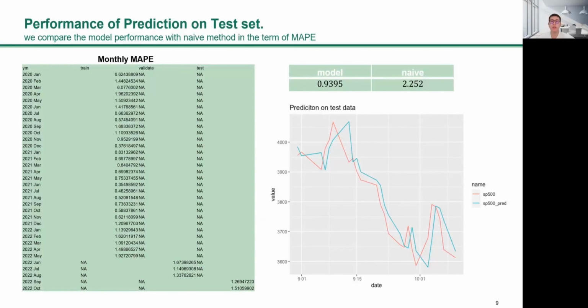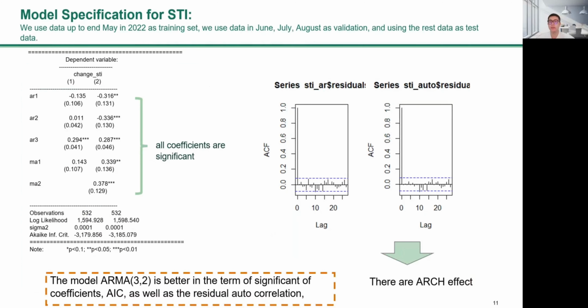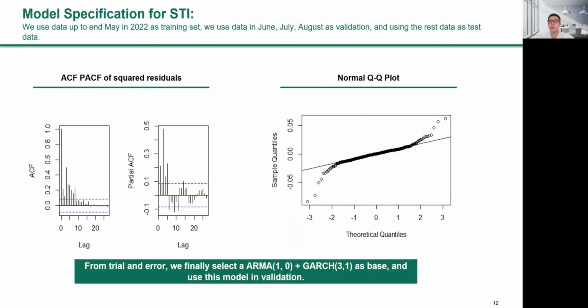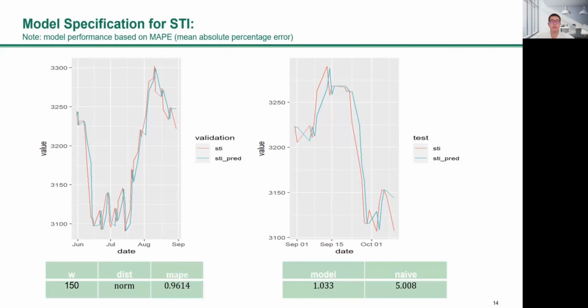the test set. In the same way for the STI index, we first fit an ARIMA model, and based on the performance of AIC on the residuals, we finally choose ARMA(3,2). For dealing with the ARCH effect, we finally select the ARMA(1,0) and GARCH(3,1) model to do the validation part, and again choose the best performance. And here the result of the test set is shown.